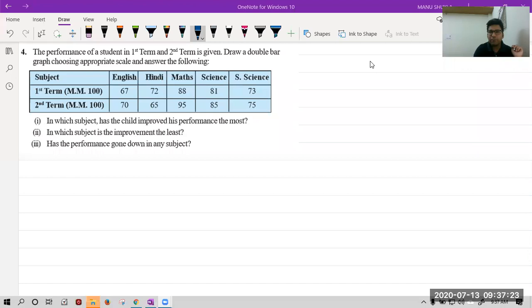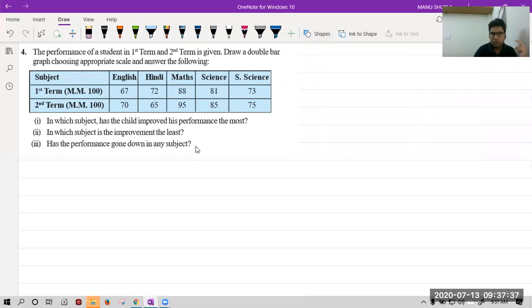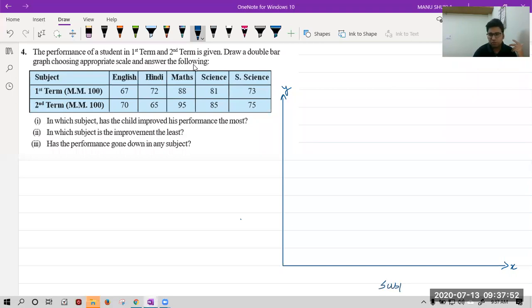In this question, we are comparing two-term examinations. So we will use a double bar graph. So let's start. Let me make the axis first. One second. Like this. Axis is made. After that, I have to understand what will come on the x-axis and what will come on the y-axis. On the x-axis we have subjects. On the y-axis we have marks.